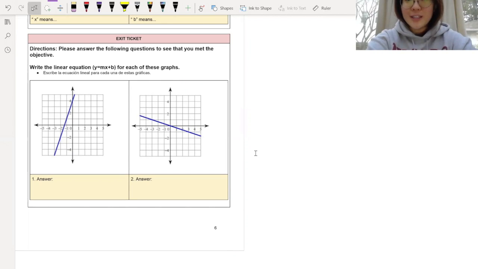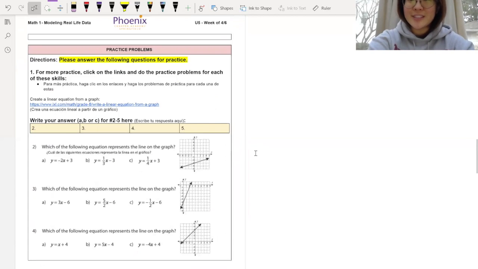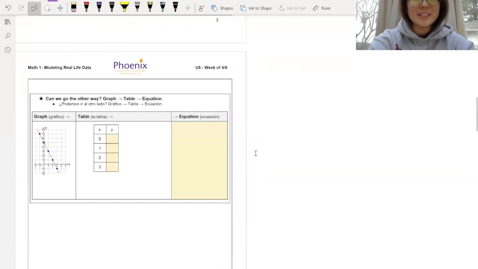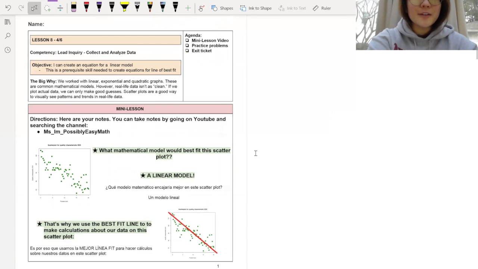If you have any other questions, obviously, please reach out to me, but hopefully you'll be able to understand and feel comfortable to do this packet by yourself, even without my help. So let's go back to the first page here.